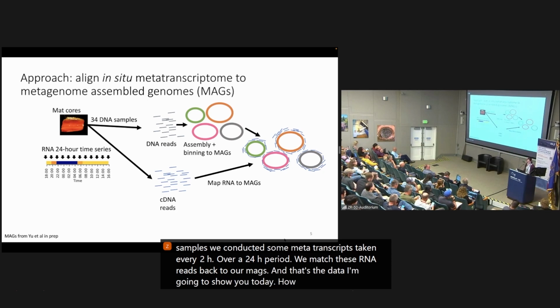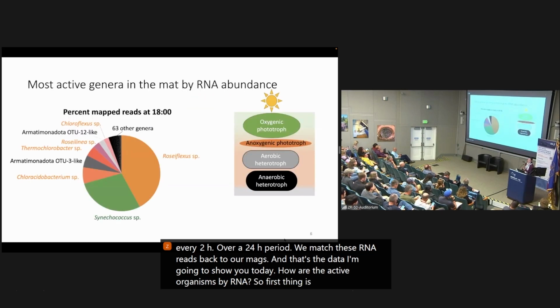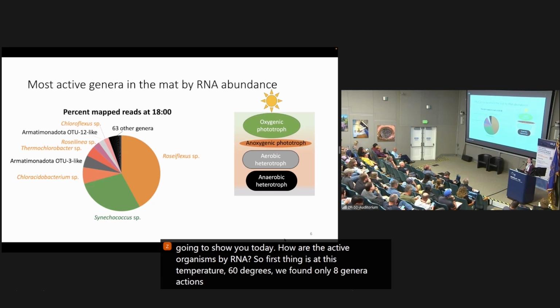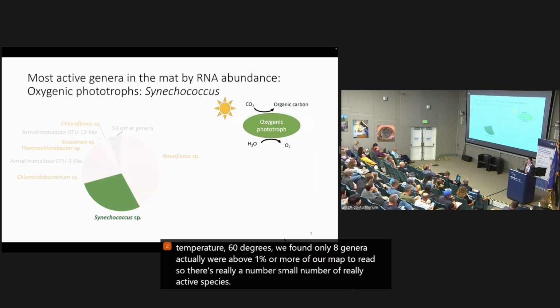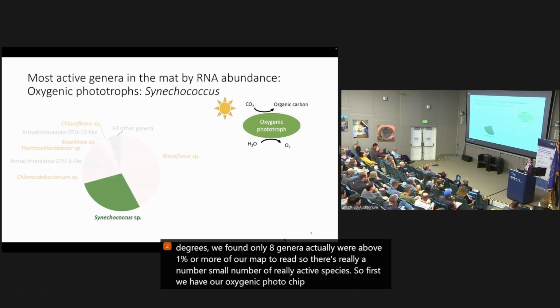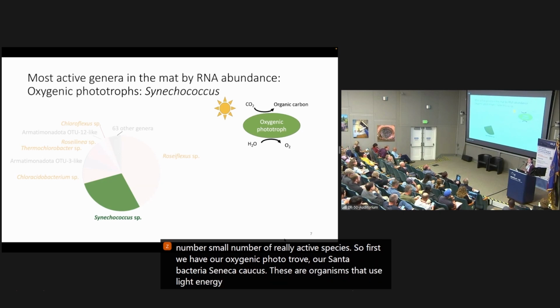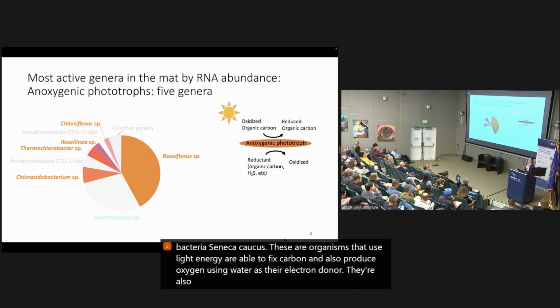Which organisms are active by RNA? The first thing is, at this temperature, 60 degrees, we found only 8 genera that actually were above 1% of our mapped reads. So there's really a small number of really active species. First, we have our oxygenic phototroph, the cyanobacterium Synechococcus. These are organisms that use light energy, are able to fix carbon, and also produce oxygen using water as their electron donor. There are also 5 genera from 3 phyla of different anoxygenic phototrophs.